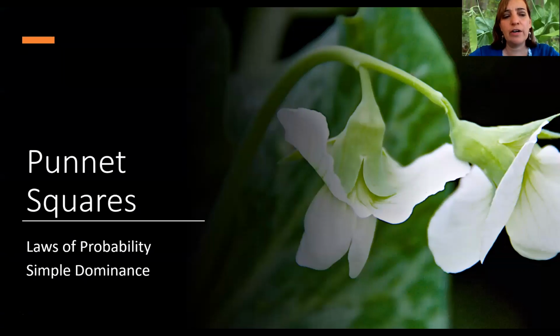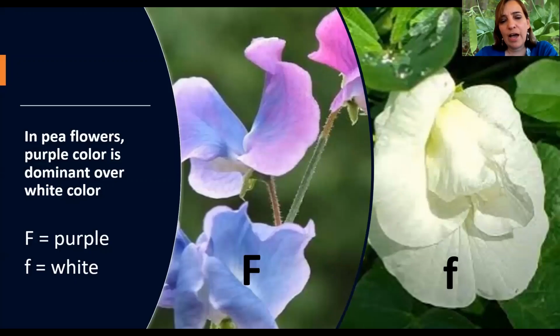It's about Punnett squares, laws of probability, simple dominance. Let's remember what this is about. When we have a trait, there are two types of alleles, or forms of a gene, of the same trait. For example, here we have pea flowers. They're the ones that were used by Mendel in order to study inheritance.